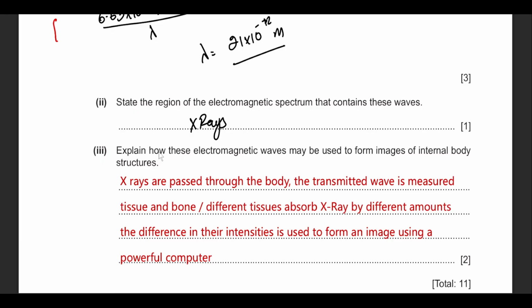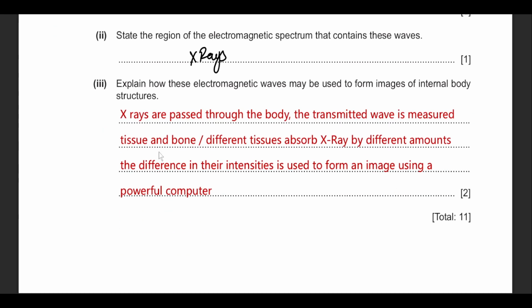You are supposed to memorize it. He says explain how the electromagnetic waves are used to form images of the internal body. Now he's asking about a medical physics question. So X-ray passes through the body, and the transmitted waves are measured. Some passes through the tissue, some passes through the bone. There's a difference of absorption by both materials, and it sets up a good contrast. You see them at different amounts, and the difference in their intensities is used to form the image using a powerful computer.